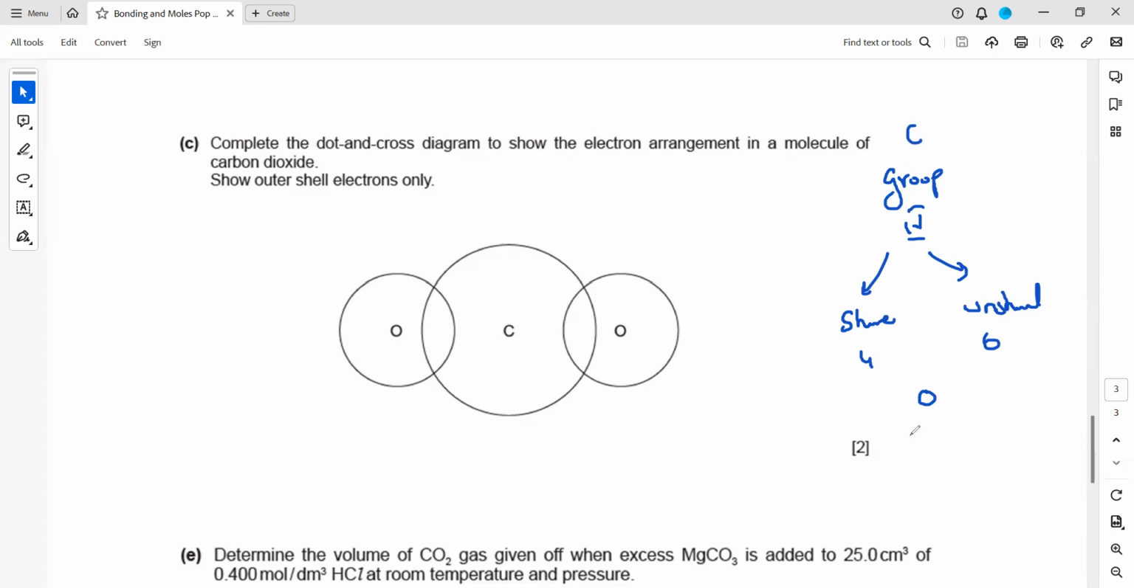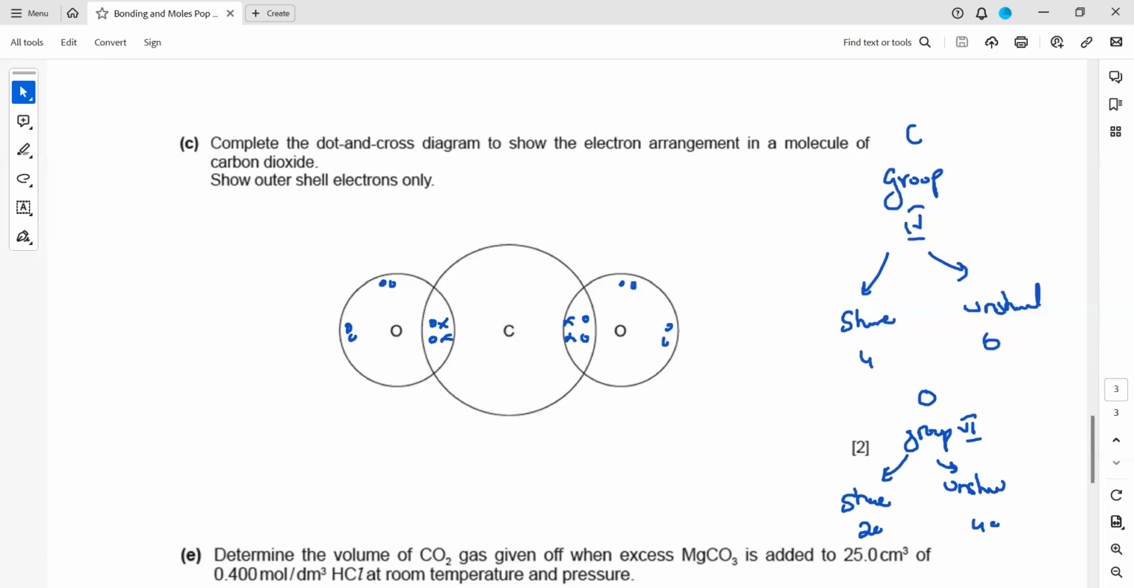when you check the group for oxygen, oxygen belongs to group 6. So how many electrons will group 6 share? It will share 2 electrons. And how many unshared electrons will there be? The unshared electrons will be 4. So you have to draw first. If oxygen shares 2 electrons, the carbon will share 2 electrons from that side. Same thing on the other side. There are no unshared electrons on carbon, and there are 4 unshared electrons on each oxygen. So 1, 2, 3, 4, and the same thing, 1, 2, 3, 4.